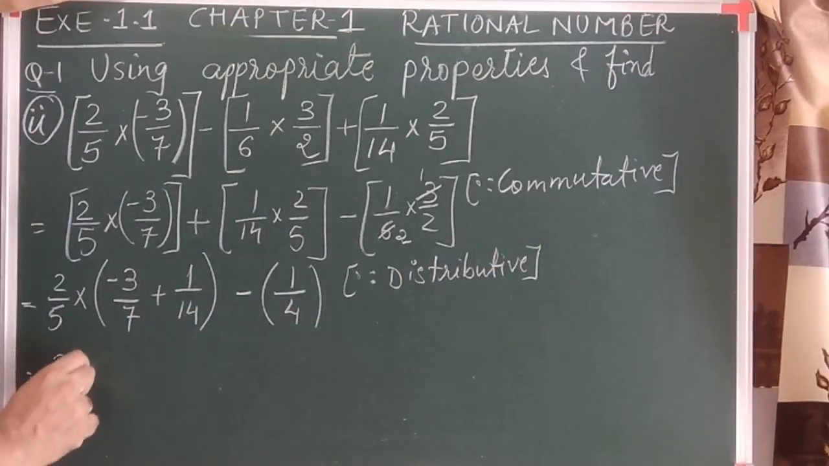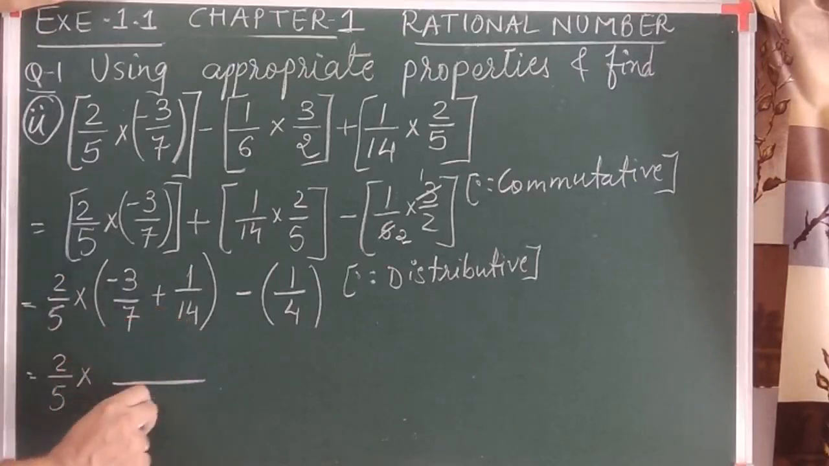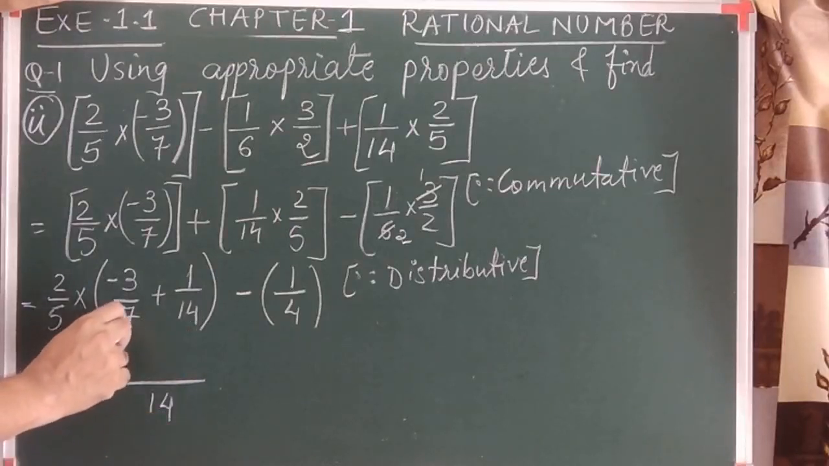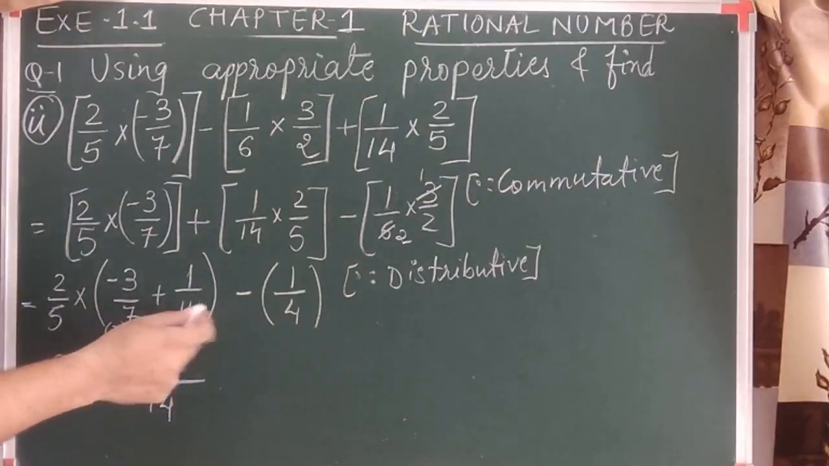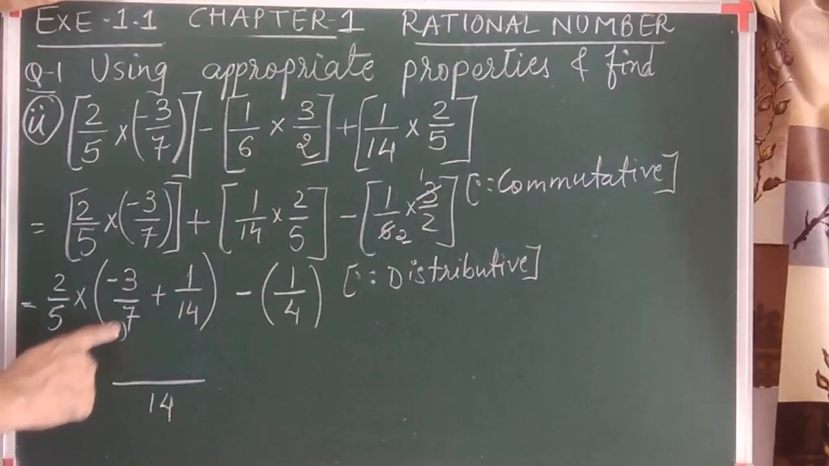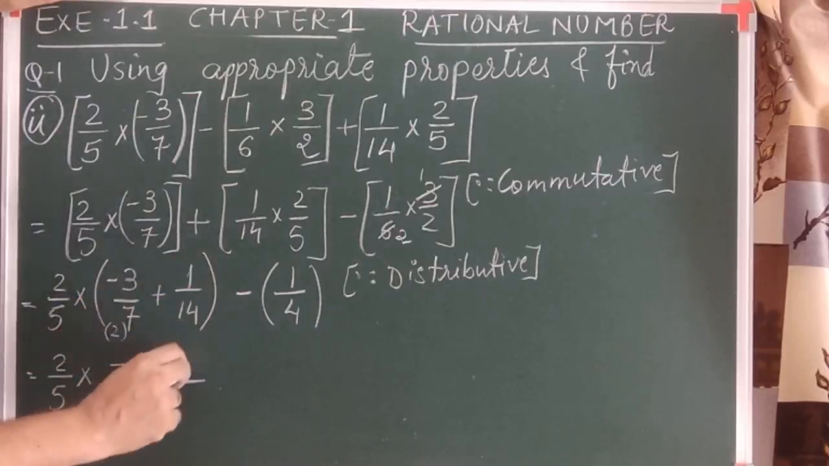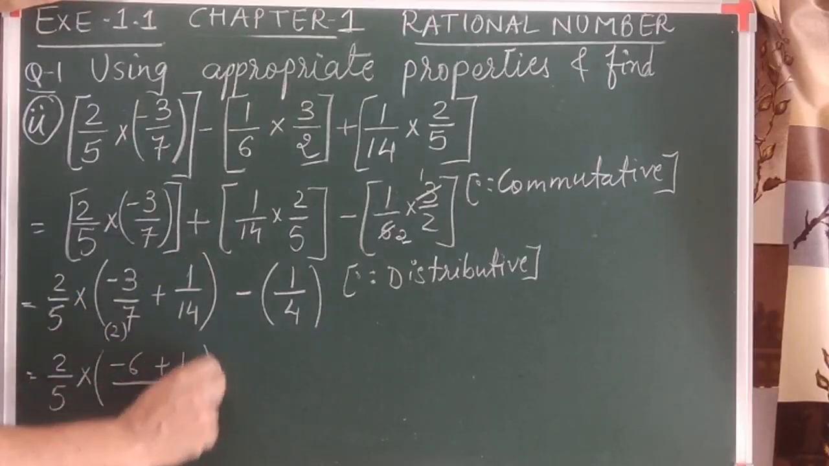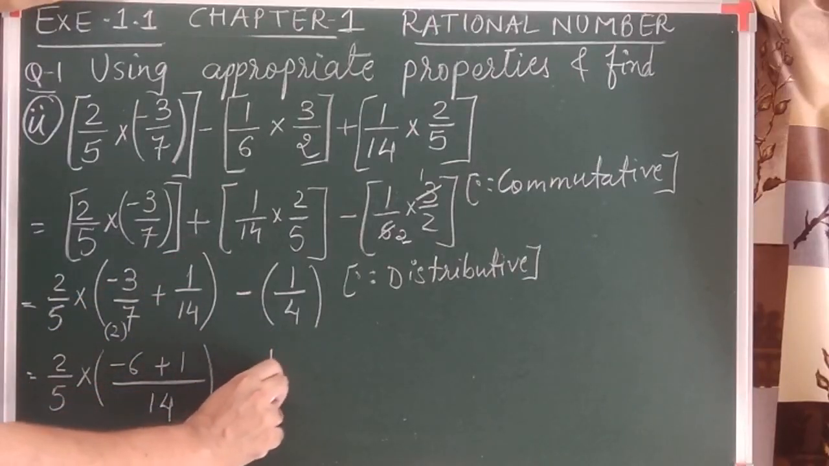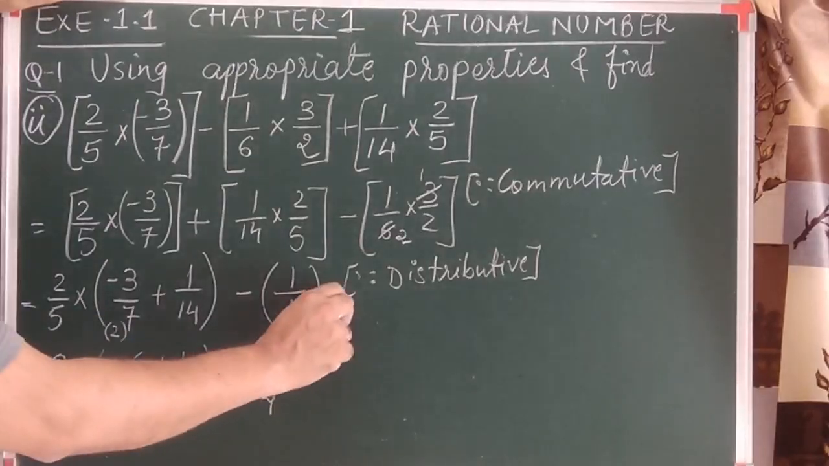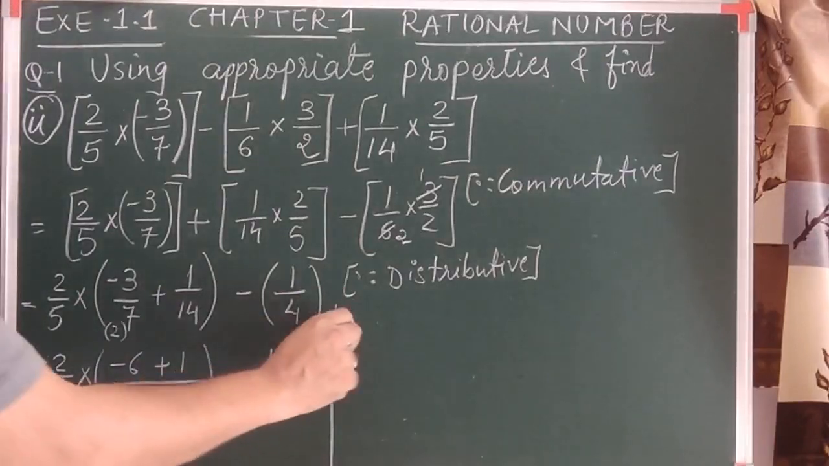To simplify, as they have addition, we know that the denominators should be equal. They are not equal, so let's take the LCM. The LCM of 7 and 14 is 14. So 7 should multiply with 2. As it is 14, no need to write. 3 twos are 6, as it is minus, plus as nothing, the numerator as it is, minus 1 by 4. I have not used any property. Let us simplify further. 2 by 5 as it is.